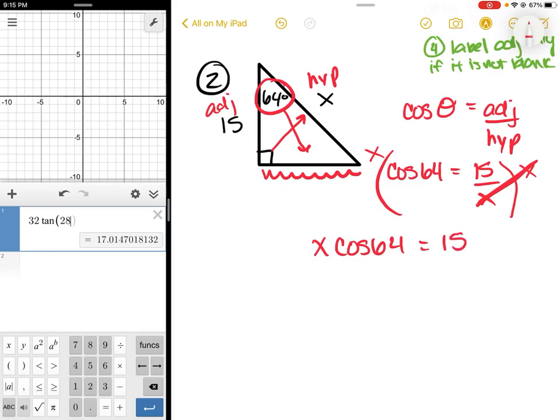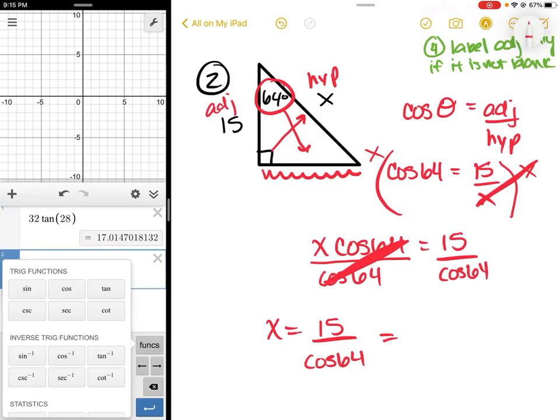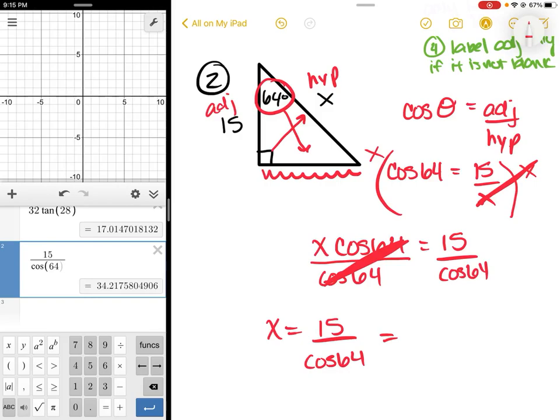Now, x is not by itself, but that's fine. This is just one extra step you're going to have to do for these. You have to divide by the trig function and its angle. The angle always comes with the trig function. So this is canceled. Now x is going to equal 15 divided by cosine of 64. Come over here, type it in. So x equals 34.22.